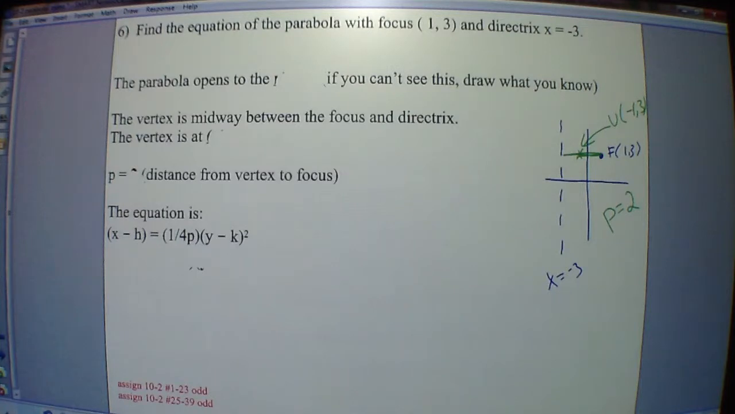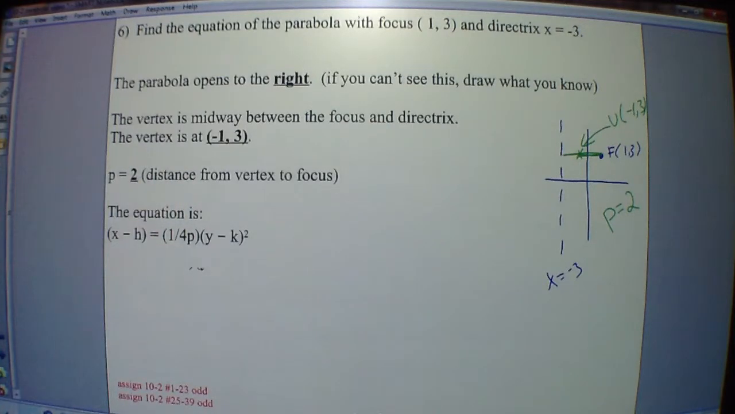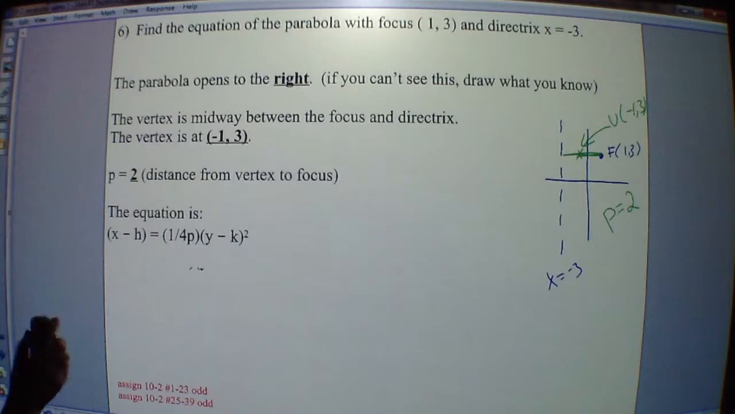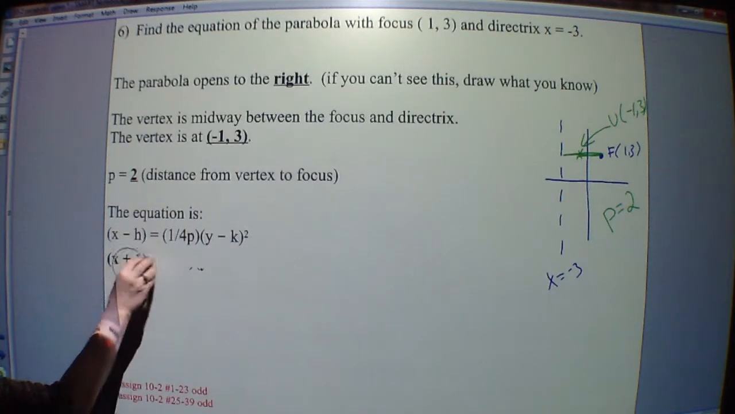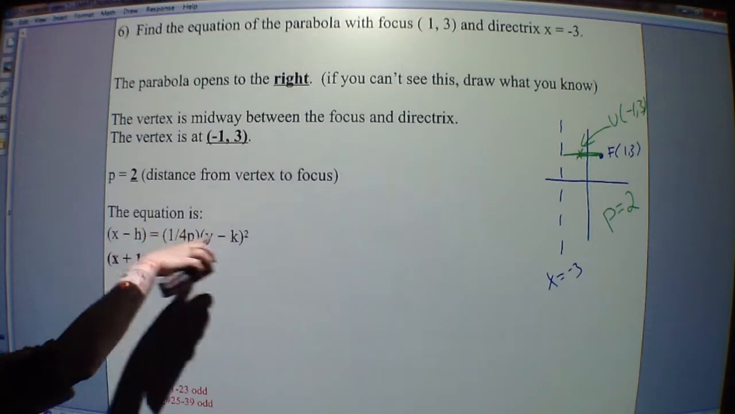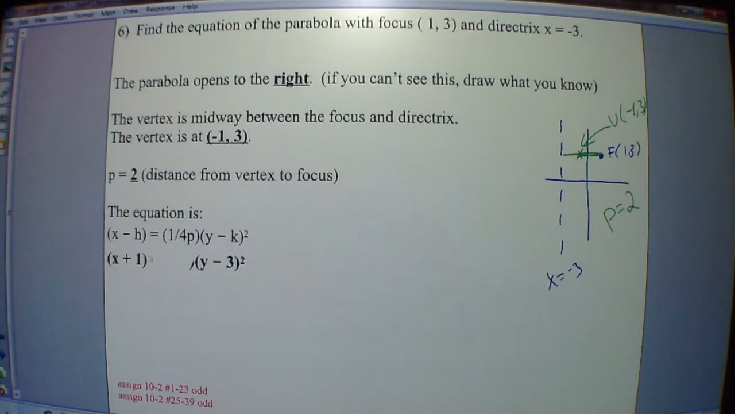Looking at that, remember the focus is inside the parabola, so the parabola opens to the right. So the vertex is midway, I said that, so there's my vertex. p is 2, so there's my equation, (h, k), vertex is (-1, 3), x coordinate, y coordinate. 1 over 4p, p is 2, so it's 1 over 8. Done. Homework is 1 through 39 odd.